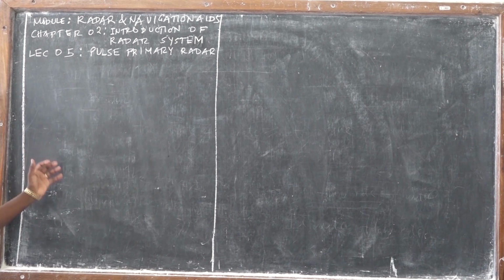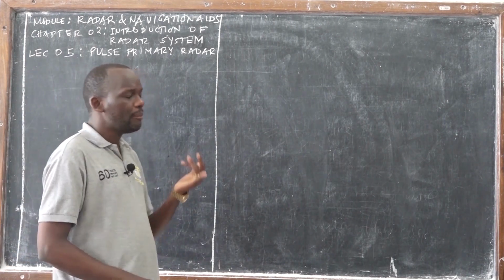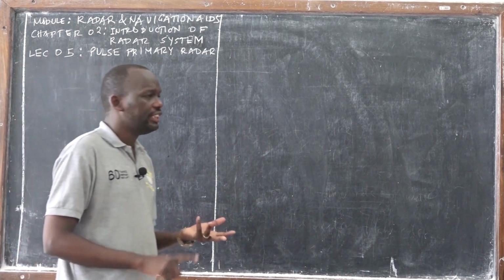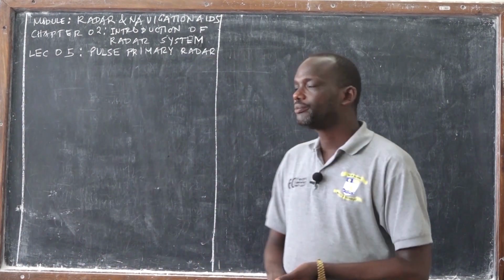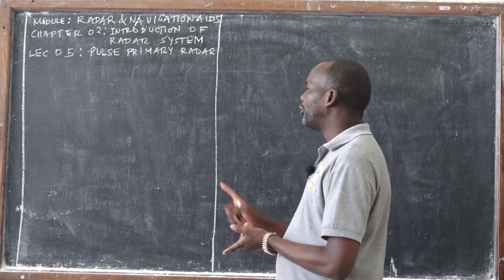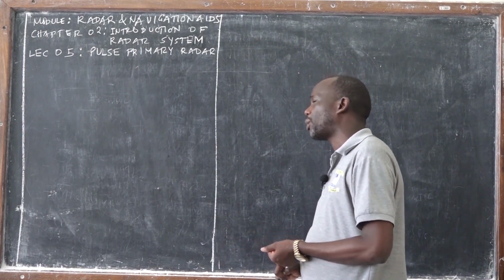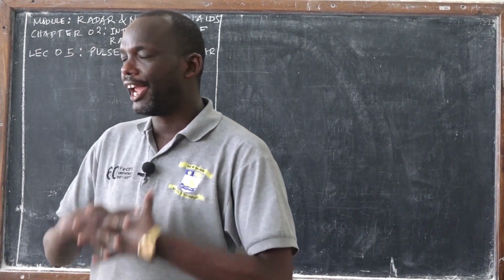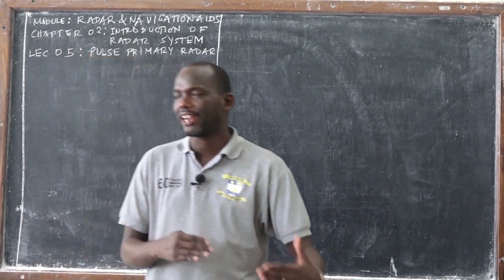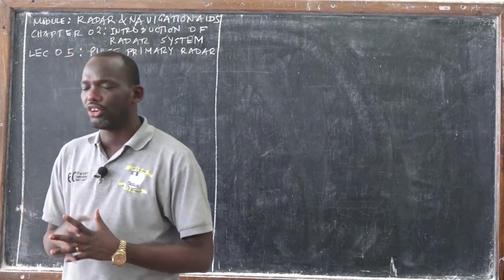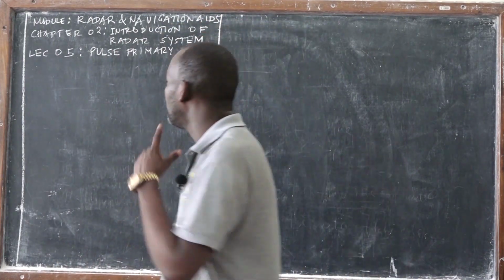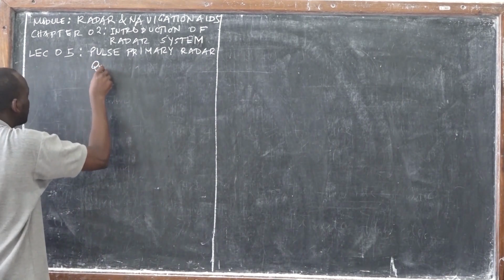So what are we going to focus on? The definitions of PAS primary radar, and then the general block diagrams of the radar system. Then we'll focus on the block diagrams of the PAS primary radar, and we'll also be listing the parts of the PAS primary radar, and then we'll be explaining how the PAS primary radar works in order to detect a target or a distant target. Are we together?